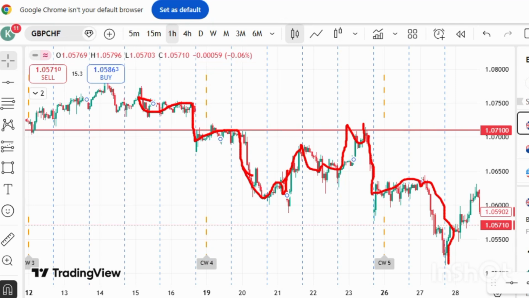So guys, these are the two setups that I trade while trading the first red day setup. You can flip this for the first green days, just the opposite.